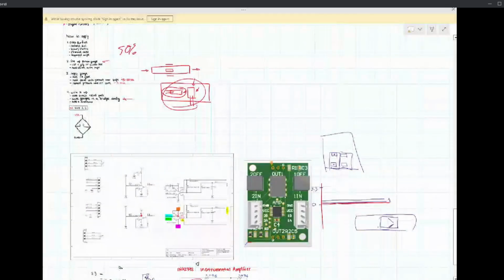But for the rest of the strain gauges, we'll just probably just end up using this board. There's nothing wrong with it. But yeah, that's what I have for right now.